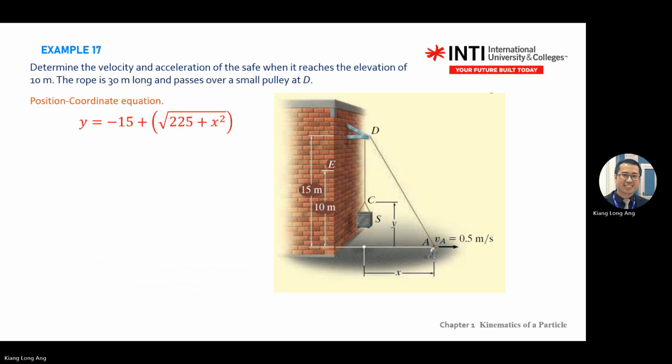Once you have the equation of y, you can find the changes of x, the velocity of x, because you already have the y equation. So what you do, you differentiate, and x dot equals the velocity of the safe in this direction.